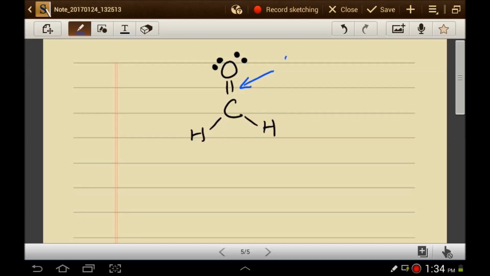So we have 2 bonds divided by 1 position. The bond order here is 2, and then the bond order for these hydrogens is 1.